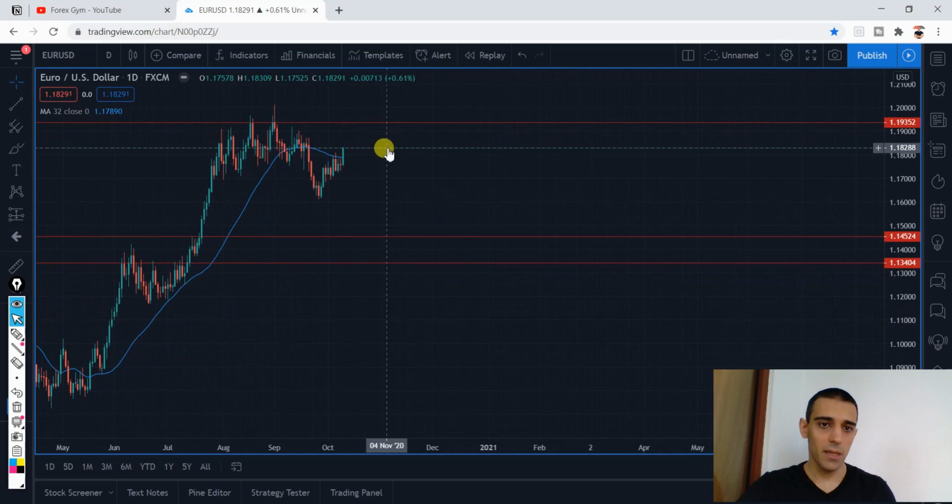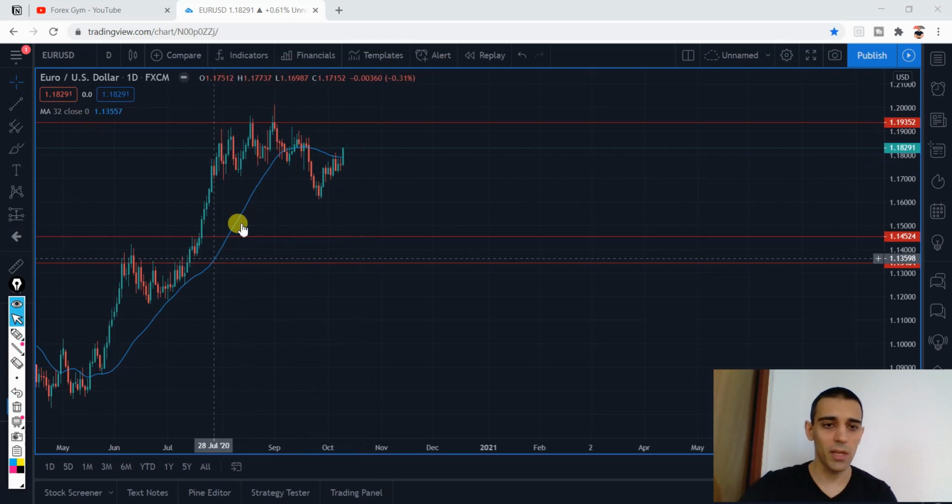What price likes to do, sometimes it might come down to the support level, so the one support and the stronger support is down at this level. We also have these moving averages. This is a 32 simple moving average. I started using this one.